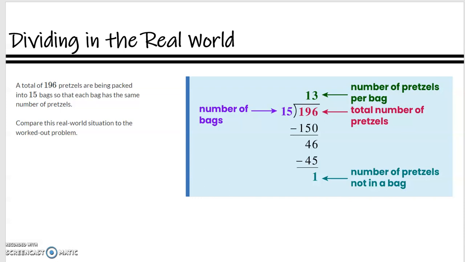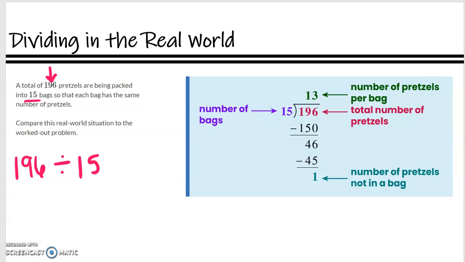So for this one, a total of 196 pretzels are being packed into 15 bags so that each bag has the same number of pretzels. Compare this real-world situation to the worked out problem. So what I want you to see is that your total that you're starting with, that's what you're dividing. Okay, that's your dividend. And it's going into 15 bags. That's how you know what you're dividing by. That's your divisor. Okay, that's the number of groups you're making.